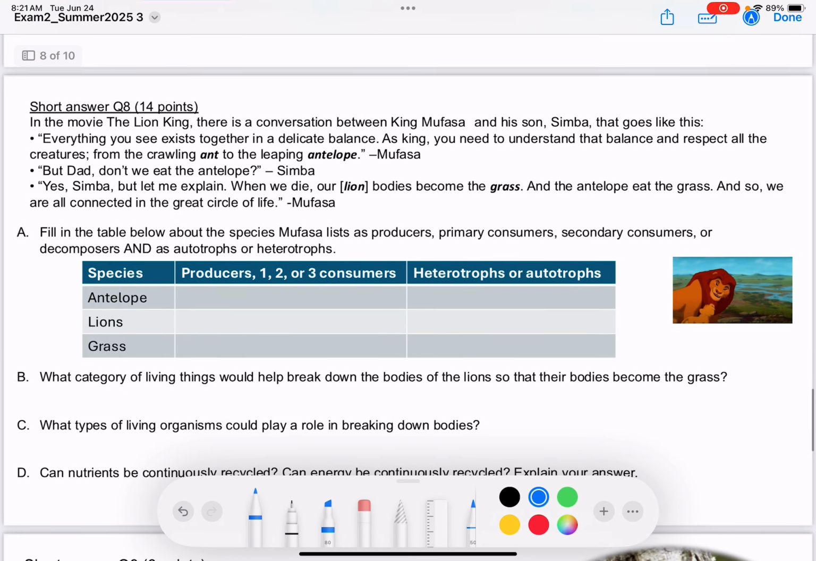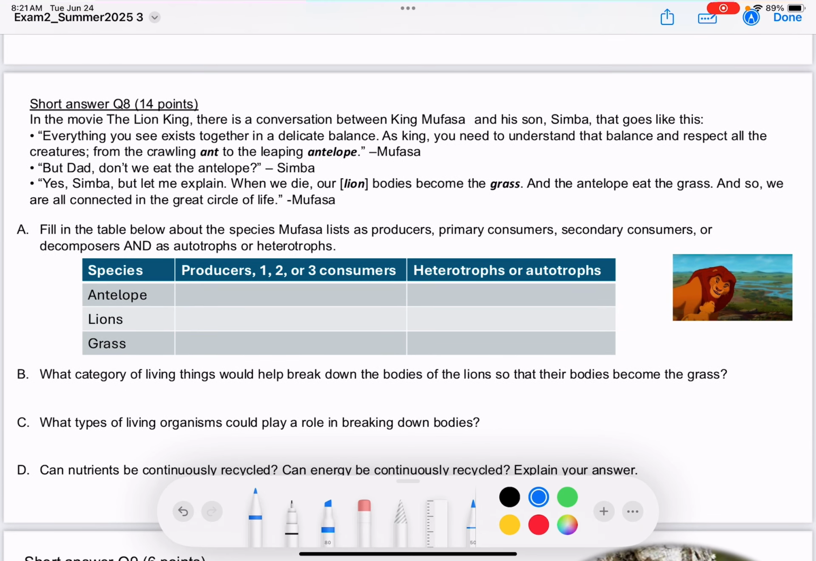Okay. Then we kind of move on to ecology. So in the movie The Lion King, there's a conversation between King Mufasa and his son Simba that goes like this. It says that everything you see exists together in a delicate balance. As king, you need to understand that balance and respect all creatures, from the crawling ant to the leaping antelope. And Simba asks, but Dad, don't we eat the antelope? And Mufasa responds, yes, Simba, but let me explain. When we die, our lion bodies become the grass, and the antelope eat the grass. And so we are all connected in the great circle of life.